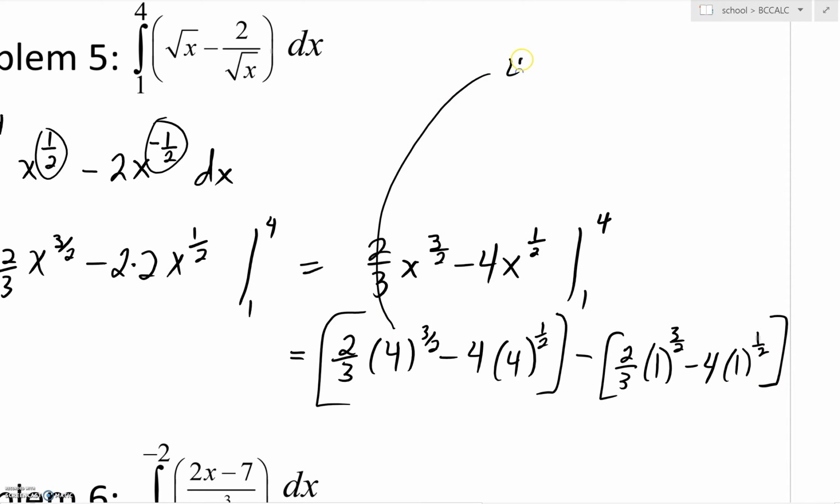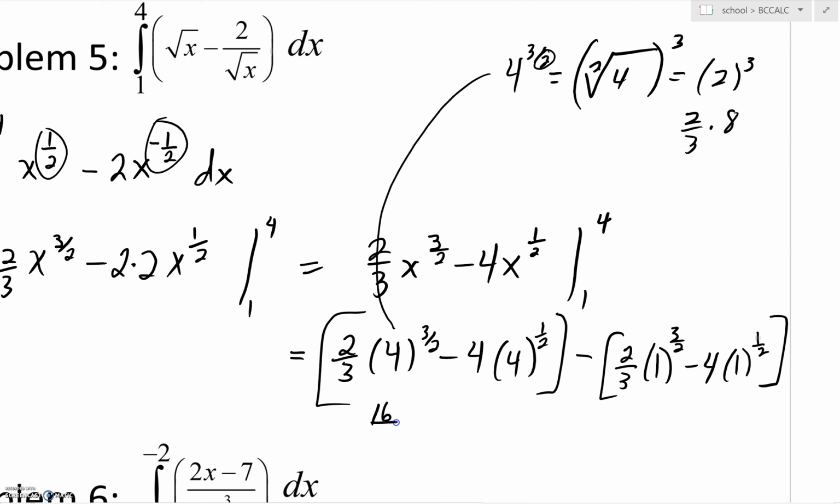First of all, please understand that 4 to the 3/2 is really the square root of 4, that's what that 2 is saying, and then you're going to cube it. Square root of 4 is 2, and 2 cubed is going to be 8. So this is 2/3 times 8, and you'd get 16/3. We see right here, this is the square root of 4, which is 2. 2 times 4 is an 8. So we have 16/3 minus 8.